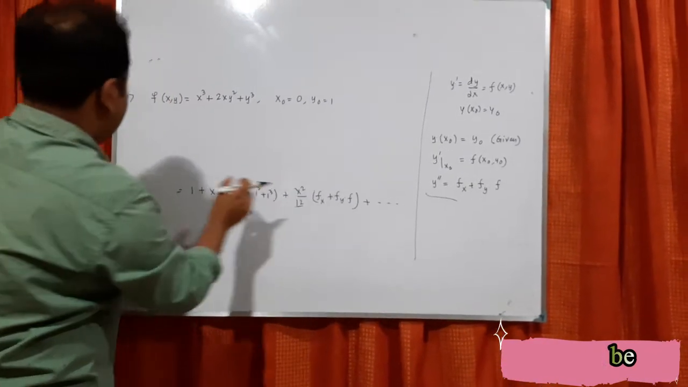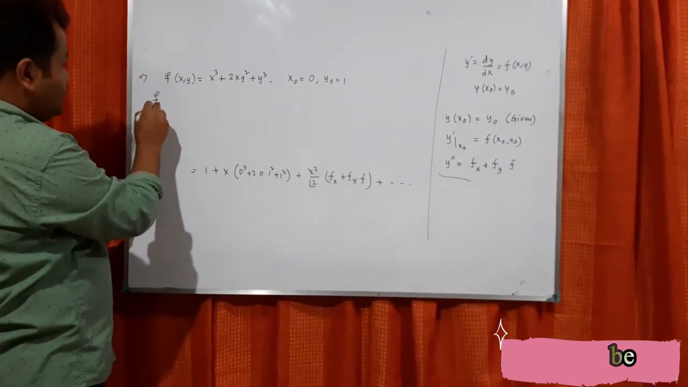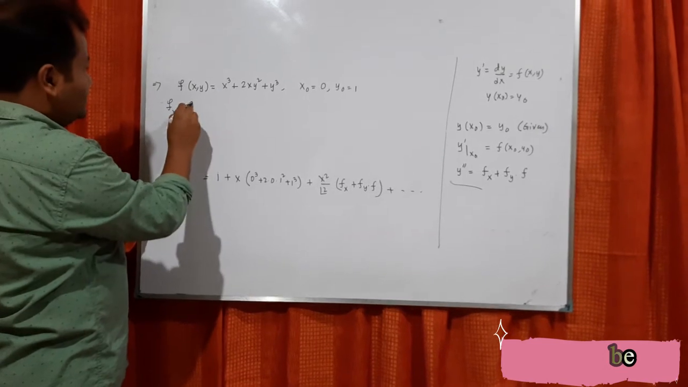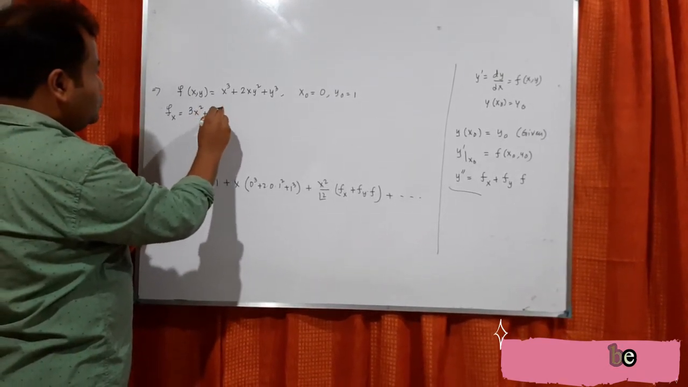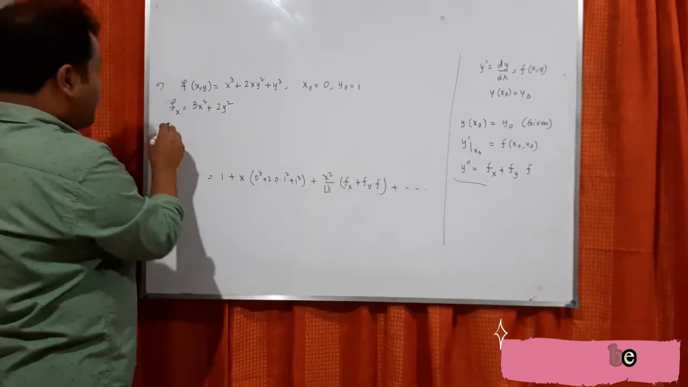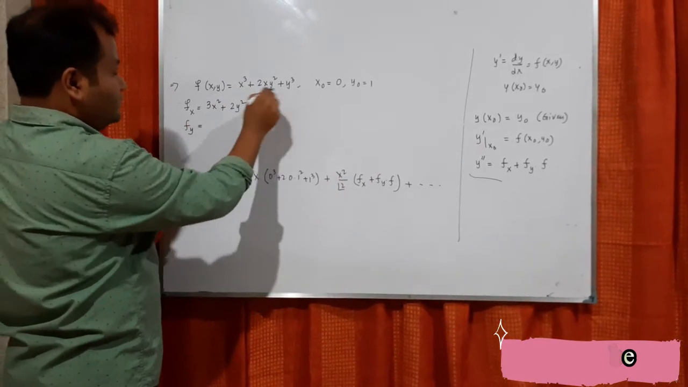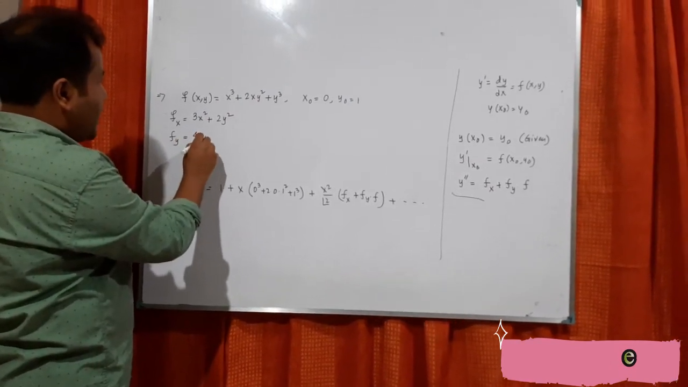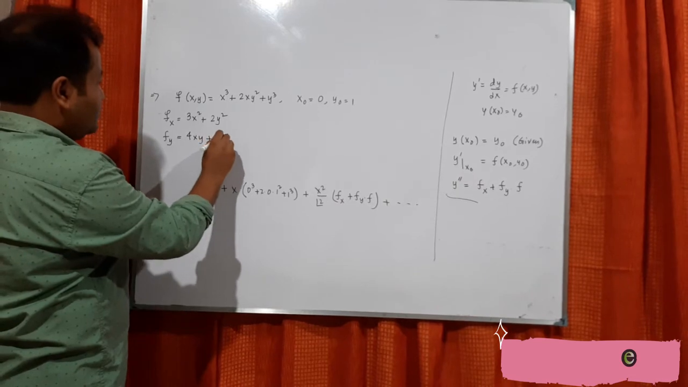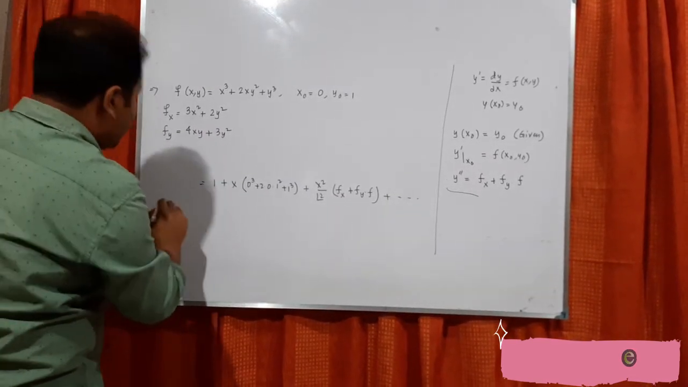Now let us calculate what is fx. Fx means 3x square plus 2y square. What is fy? Fy means the derivative of this one partially with respect to y. So it will be 4xy plus 3y square. Now look into this one. So what have we got here?